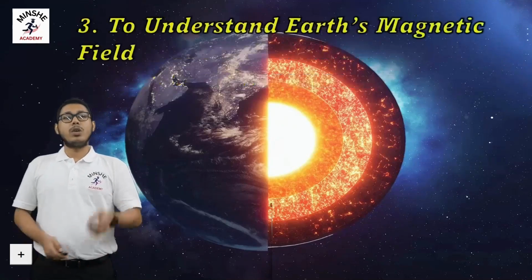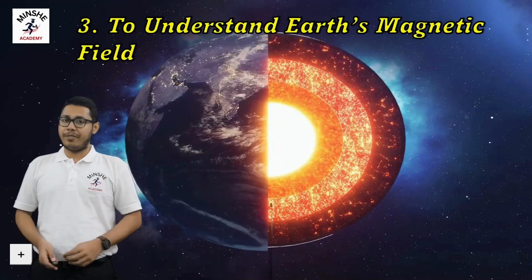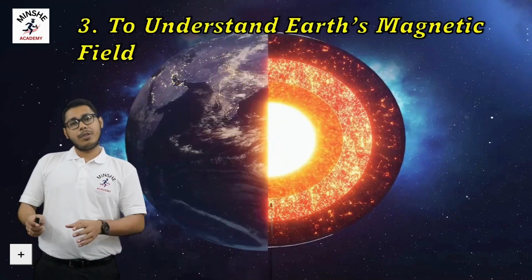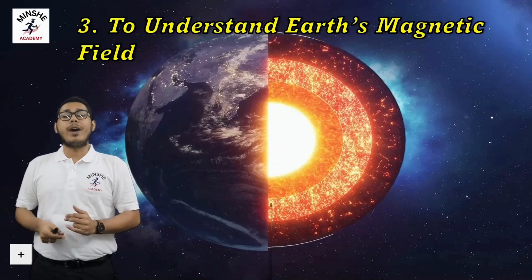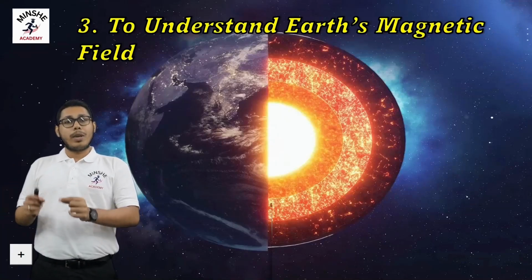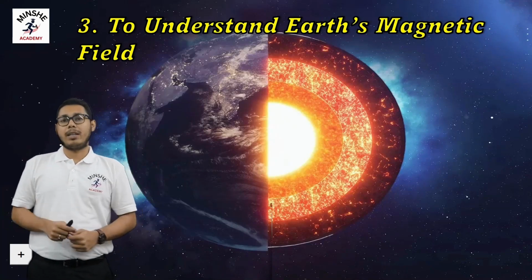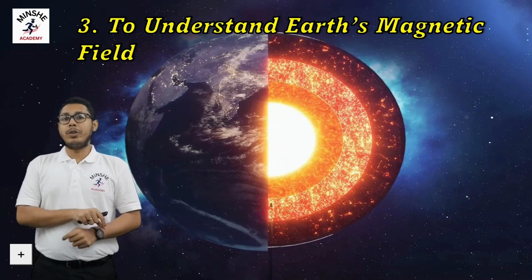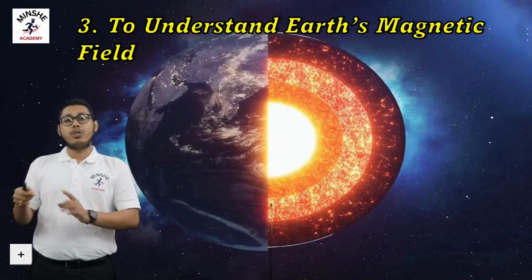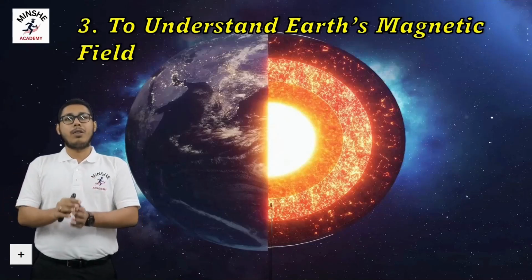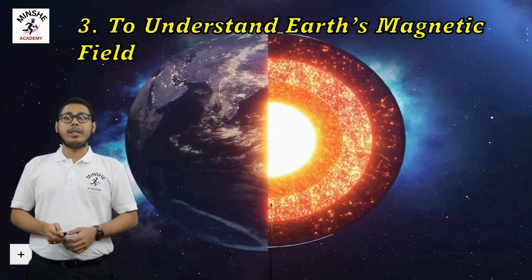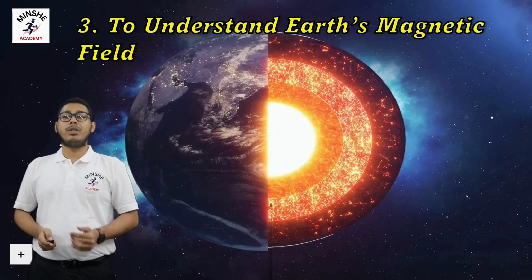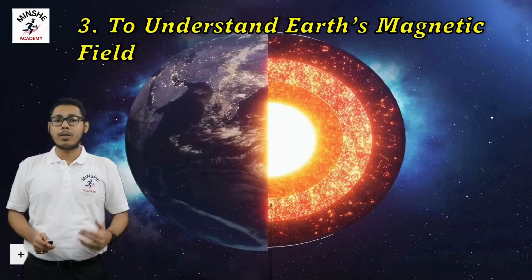Number 3 is to understand Earth's magnetic field. What does this mean? After you know the Earth's interior, how it is divided, you will come to know why the Earth has its magnetic field. That is something that you're going to learn. And how does it change? Why does it change? Everything. A clear understanding of the Earth's magnetic field. This is something that you're going to learn after going through this chapter or after completing this video, whatever you say.